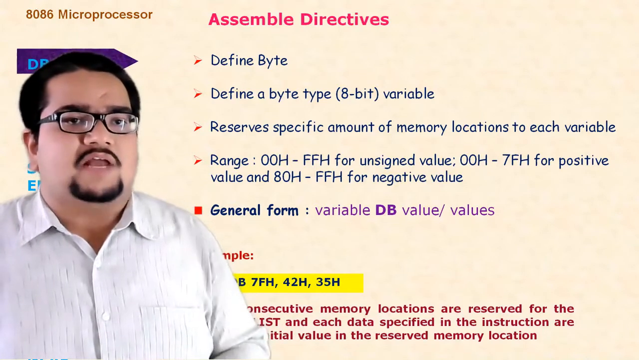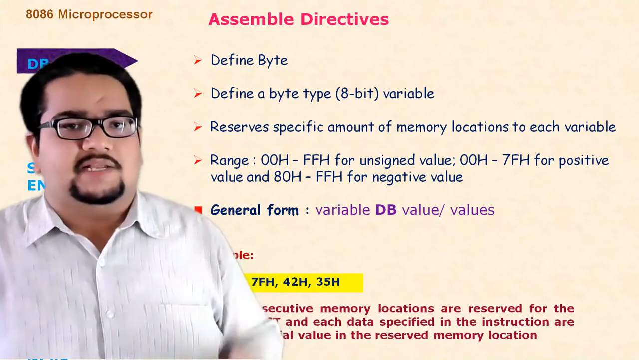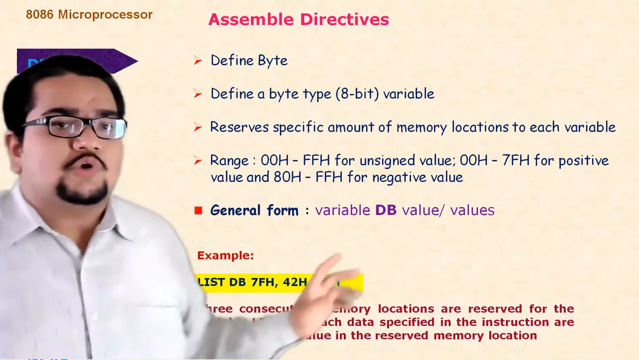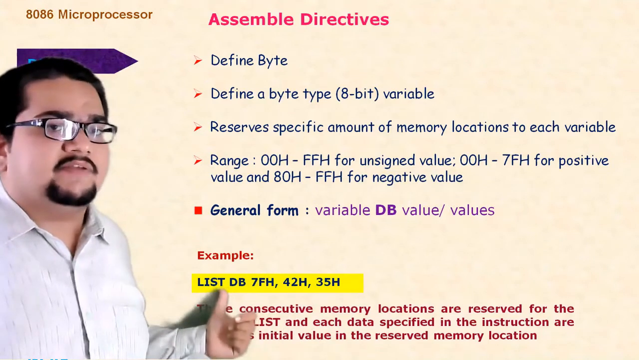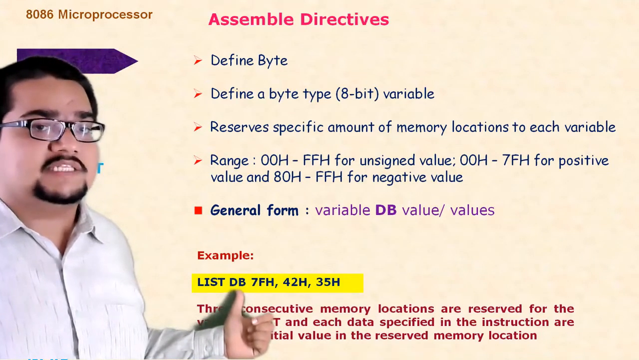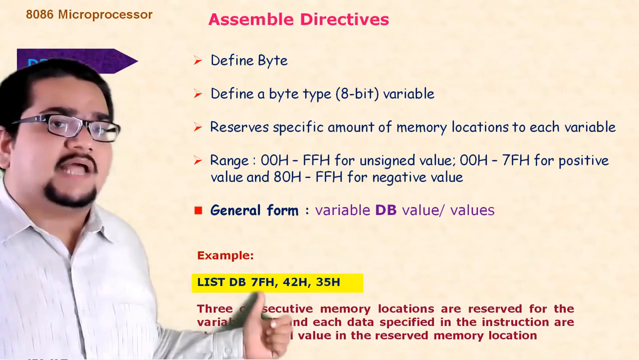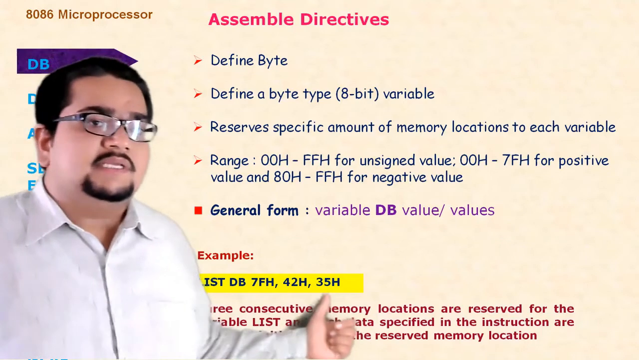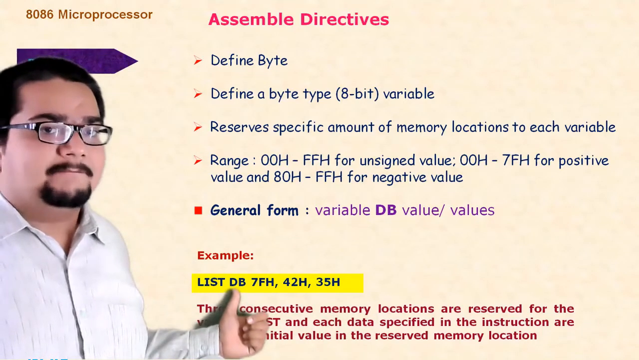And for binaries, we are very well known that for signed binaries, if the MSB bit is 1, the number is negative. So here is one example of how the DB can be used. List is my variable name. DB means I'm defining that the variable size of list will be 1 byte each. So here in that variable list, I am storing 3 elements. The size of each element is a byte, as I am defining that one as byte.